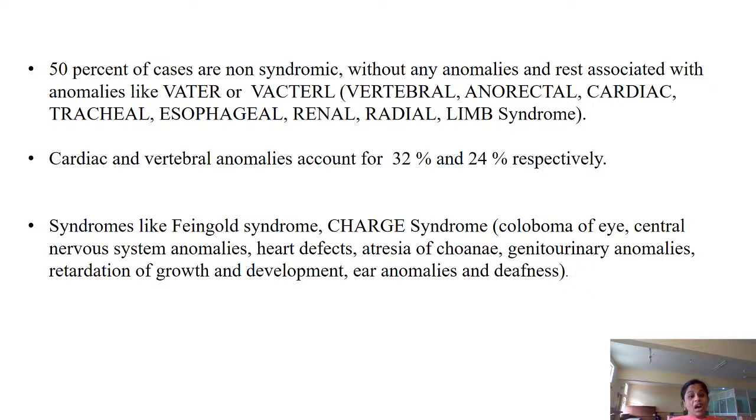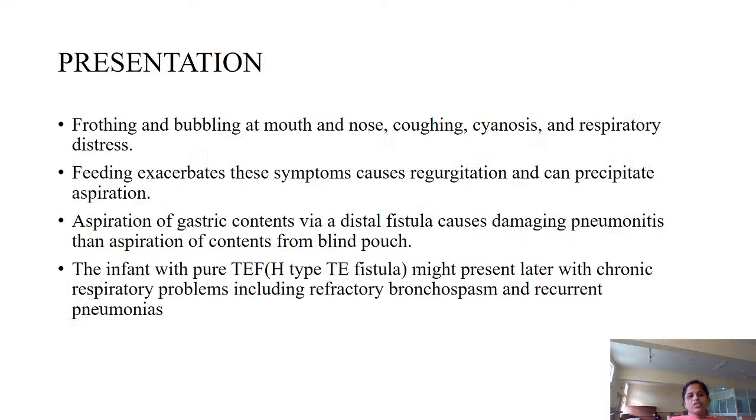Certain other syndromes like CHARGE syndrome, wherein you can find other things like coloboma of the eye, heart defects, atresia of choanae. I think you would have read it in your ENT. Atresia of choanae, and genitourinary anomalies, retardation of growth and development, and ear anomalies and deafness. All these things are associated. So, Feingold syndrome, CHARGE syndrome, VACTERL or VACTAL anomalies. All these things can be associated in 50% of the cases, but 50% of the cases do occur isolated.